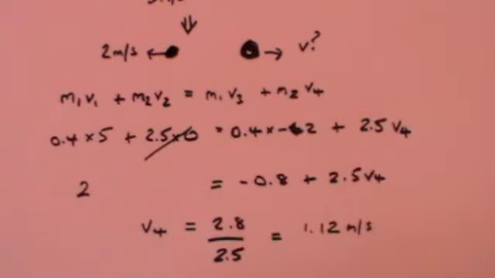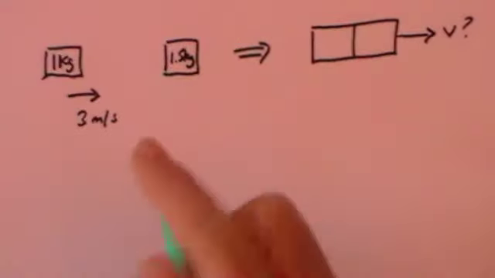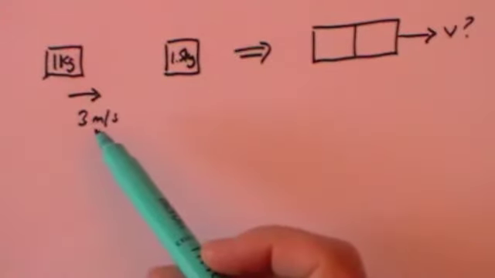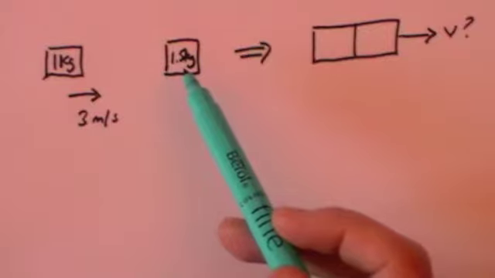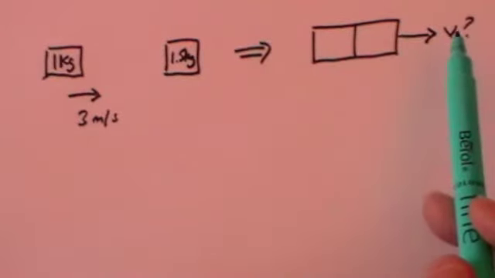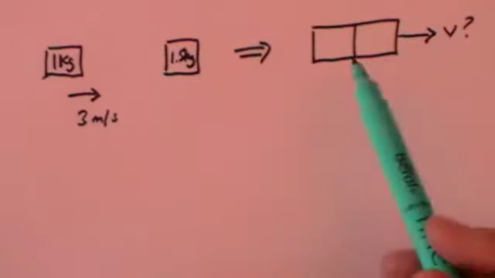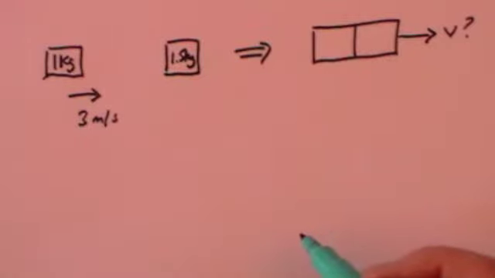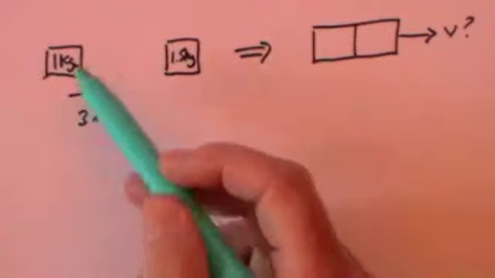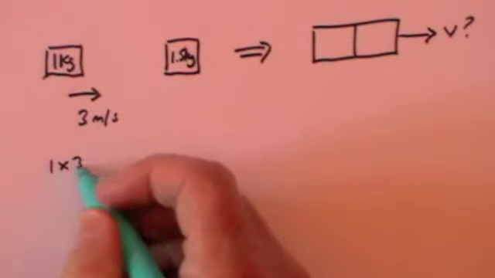because momentum is conserved. Question 2. We have a 1 kilogram block travelling at 3 meters per second, hitting a stationary block which has a mass of 1.5 kilograms. The two join together and continue to travel at velocity v. What is velocity v? Once again, we're going to say that momentum before the collision is equal to momentum after the collision. What is the momentum before the collision? The momentum of this is mass times velocity, so that's 1 times 3.